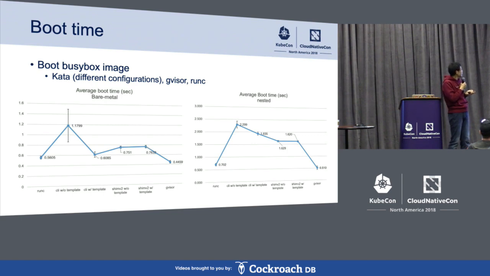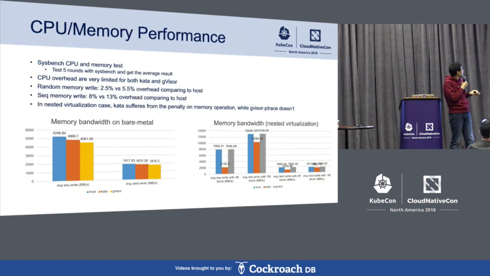And for the nested part, that means we launched the test in a GCE instance, we can also have better performance when we enable the template. But in this case, we have some gap between Kata and runc. We will dig into the difference in the later test.